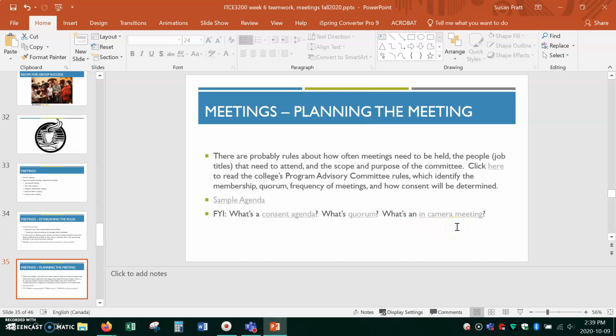And in camera, I invite you to take a look at what that means. It typically has nothing to do with cameras. It's Latin. It means that whatever's discussed during that certain part of the meeting, if somebody says, I'd like this part of the meeting to be in camera, then things might not be recorded as in detail or necessarily follow the usual processes. And it usually happens when the team is discussing finances or discussing HR issues, human resources issues.